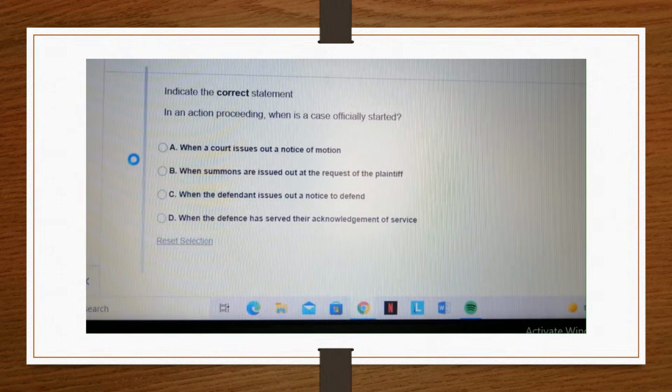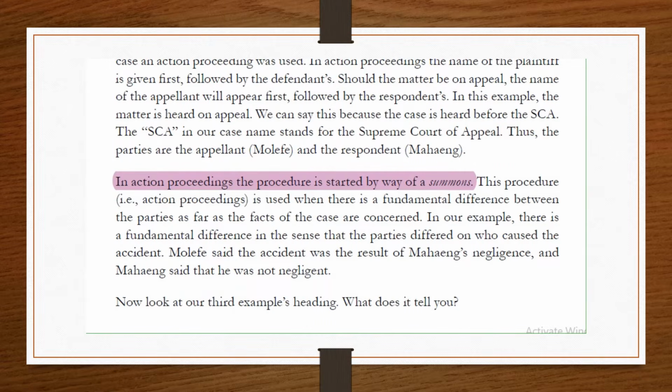Indicate the correct statement. In an action proceeding, when is a case officially started? The answer is B, when summons are issued out at the request of the plaintiff. The answer is on page 48 of our study guide. It says there, in action proceedings, the procedure is started by way of summons.